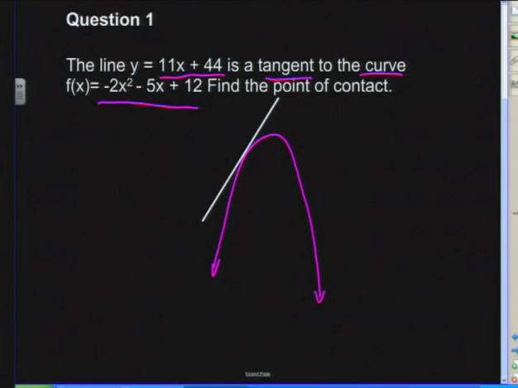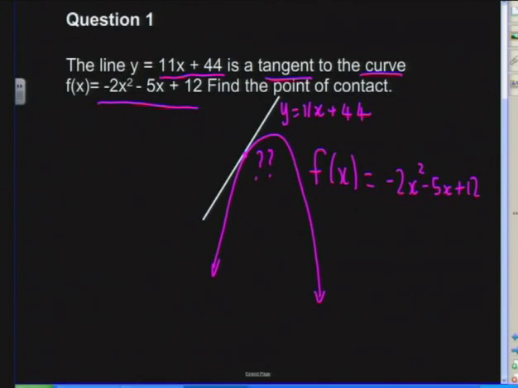Remember, your tangent is just touching your curve, so it's not supposed to hit it at more than one point, at the point of contact. All right, so that's our point of contact there. They want to know what that point of contact is. They give you the equation of the parabola, which is minus 2x squared minus 5x plus 12. And they tell you that the equation of your tangent, remember it's a straight line, is y is equal to mx plus c. So y is equal to 11x plus 44.